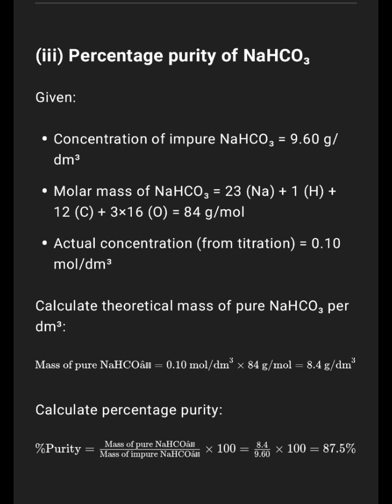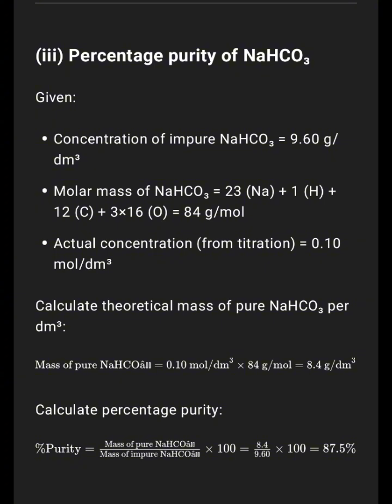So in calculating the percentage purity of sodium bicarbonate, remember the formula is mass of pure sodium bicarbonate over mass of impure sodium bicarbonate times 100 over 1. Here they have given the concentration of impure sodium bicarbonate as 9.60 gram. So what we need to do is to calculate the molar mass of sodium hydrogen carbonate, that's sodium bicarbonate, which gives us 84 gram per mole.